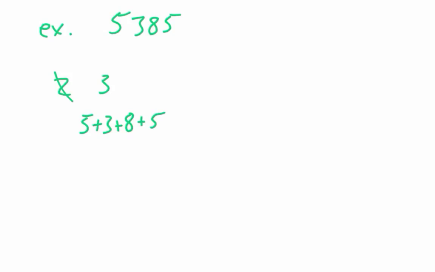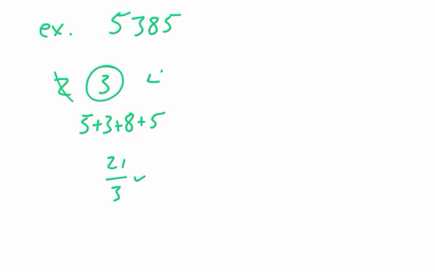So example then, if I have the 5,385. So is that divisible by 2? Yes or no? Nope. Because it's not even. How about 3? Well, 3 would be 5 plus 3, so 8. Plus another 8 is 16, plus 5 is 21. Because 21 divided by 3 works, right? So 3 would be yes.